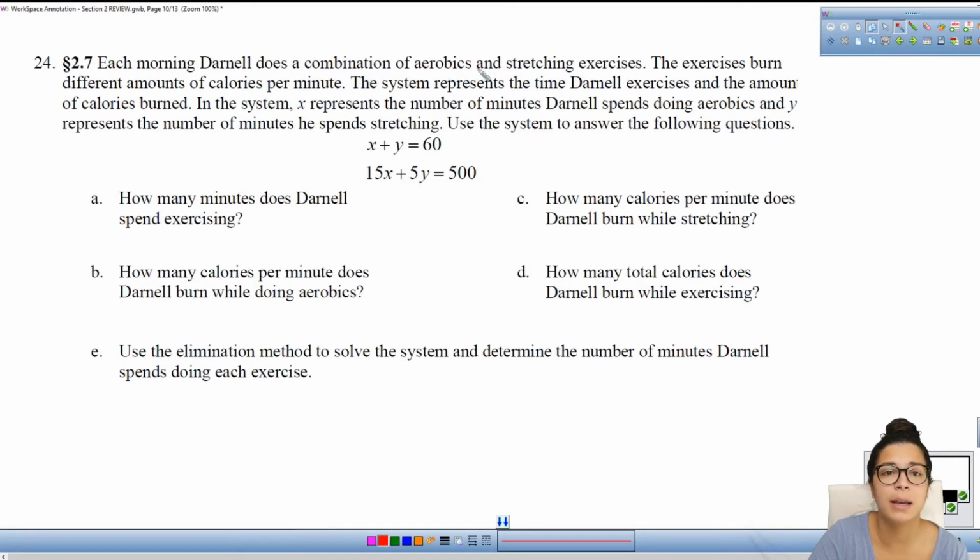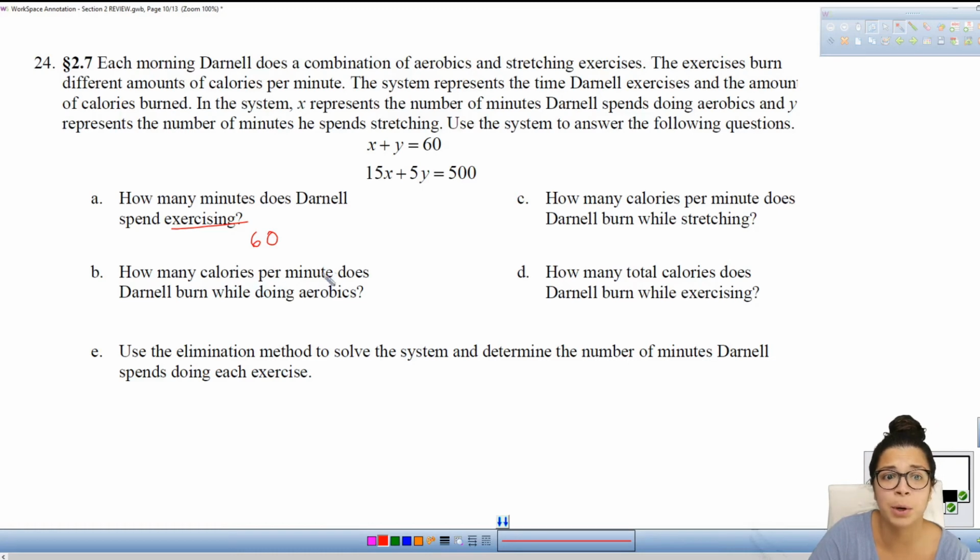Each morning, Darnell does a combination of aerobics and stretching exercises. The exercises burn different amounts of calories per minute. The system represents the time Darnell exercises and the amount of calories burned. In the system, X represents the number of minutes Darnell spends doing aerobics, and Y represents the number of minutes he spends stretching. Use the system to answer the following questions. Okay, how many minutes does Darnell spend exercising? So that means exercising in total, right? So notice that the total of number of minutes spent aerobics plus minutes stretching, total exercising is 60 minutes.